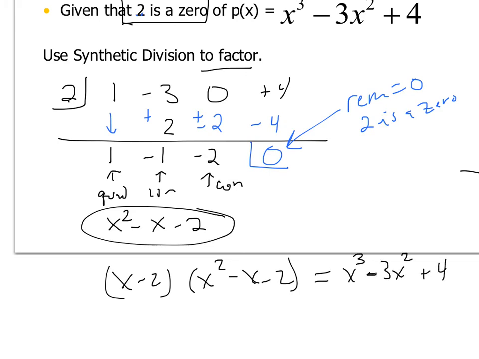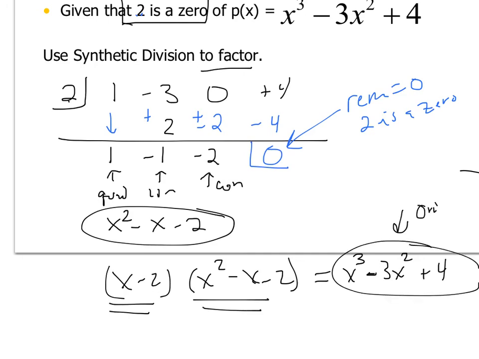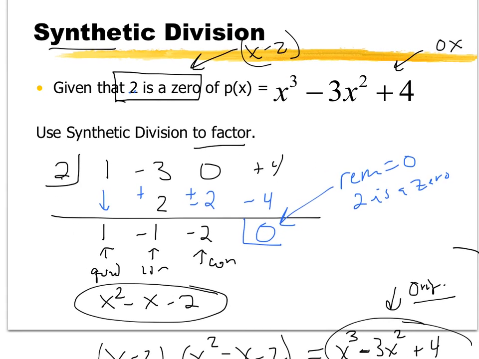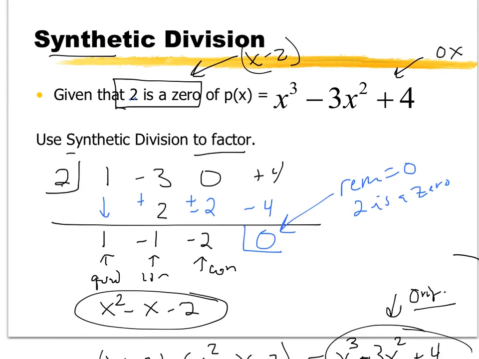Okay? So this is a factor, this was our quotient, and this was our original problem. Okay, so if I put these back together, I'd be back at where I started. So this is just another example, worded slightly different, and the idea is, if we know that it is a 0, we just start with whatever that value is and perform our synthetic division process.